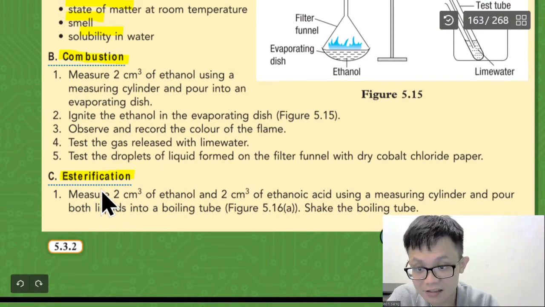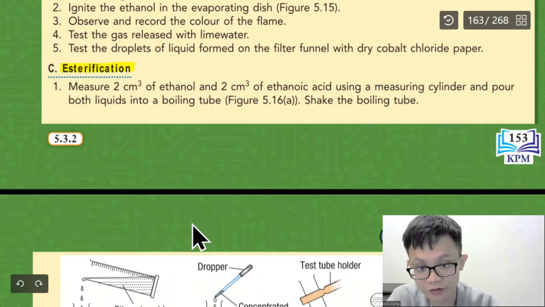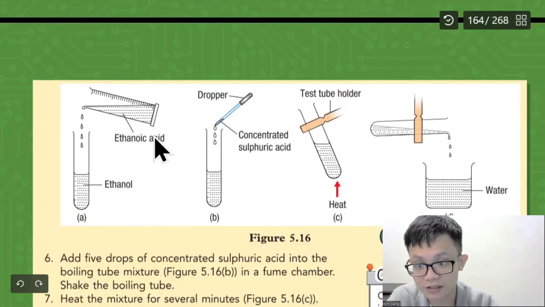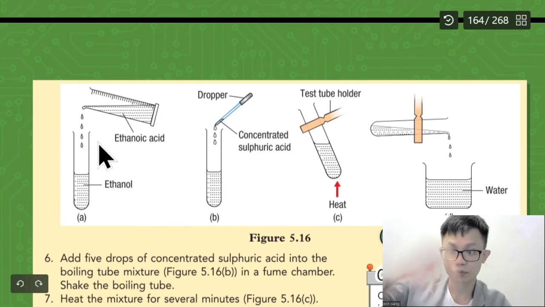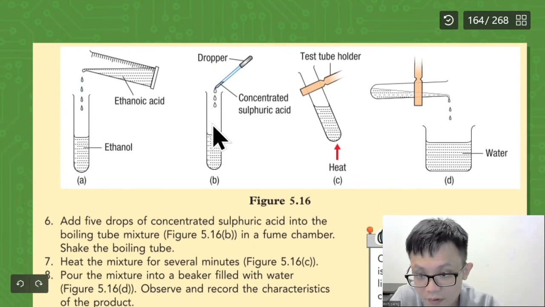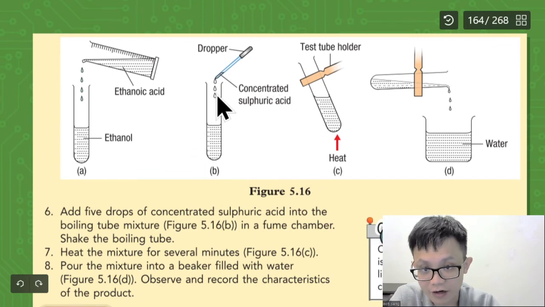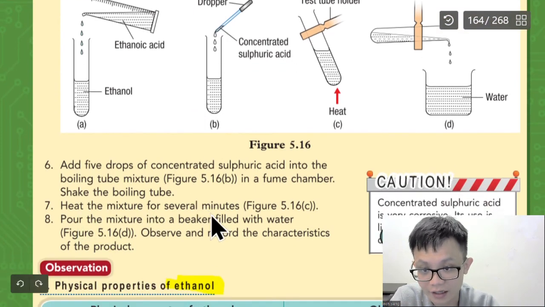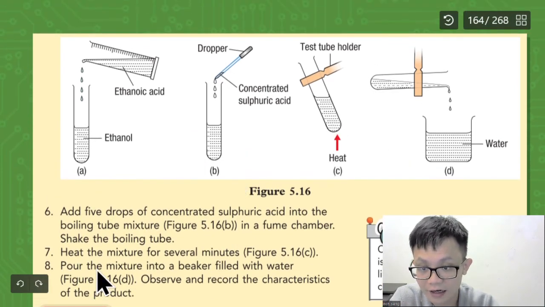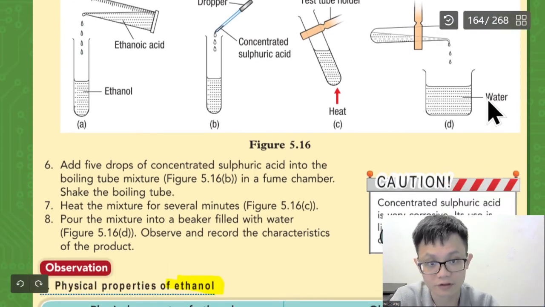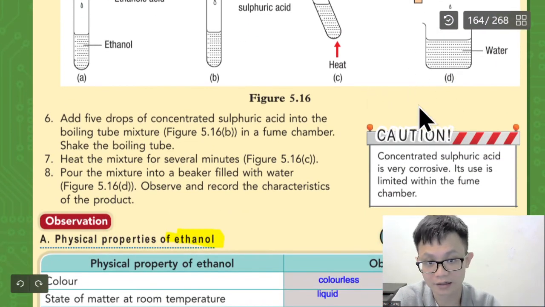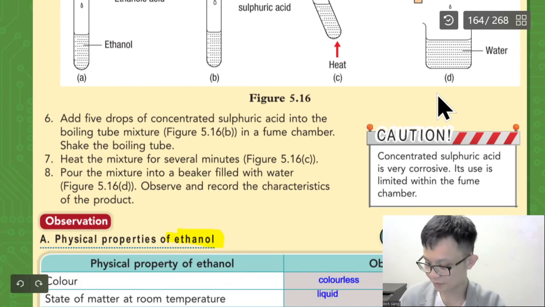How about the process of esterification? Measure the ethanol and ethanoic acid and pour into the bottle. Put the ethanoic acid inside the ethanol, add 5 drops of sulfuric acid, then heat it for a few minutes, and then pour it into the water. This is how you make the ester.